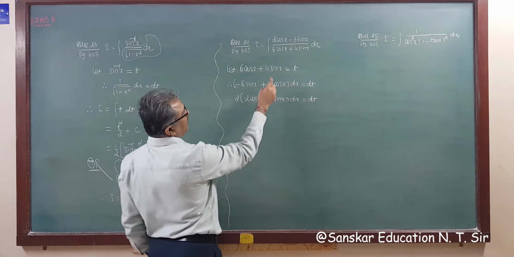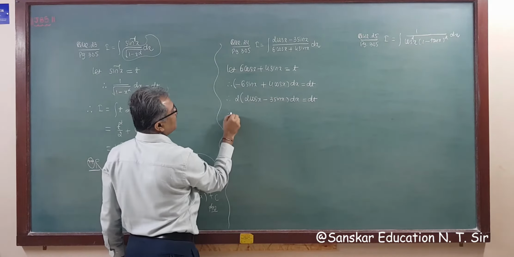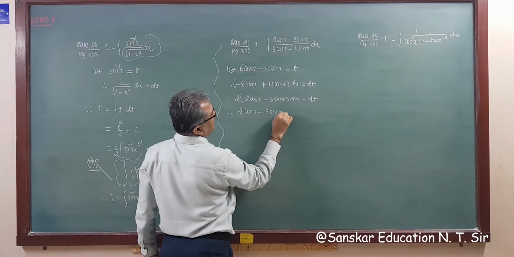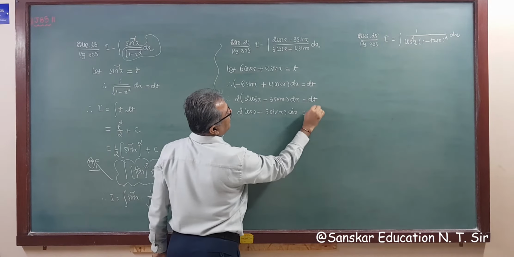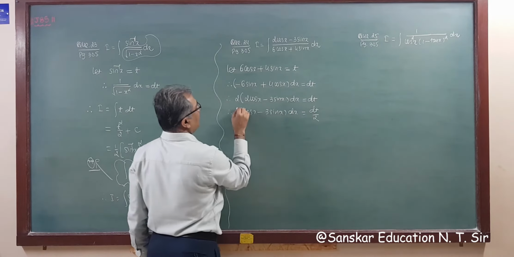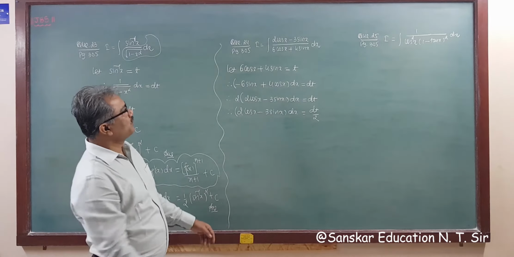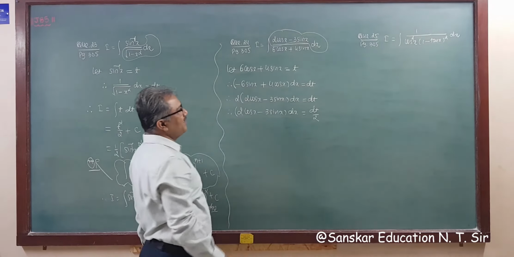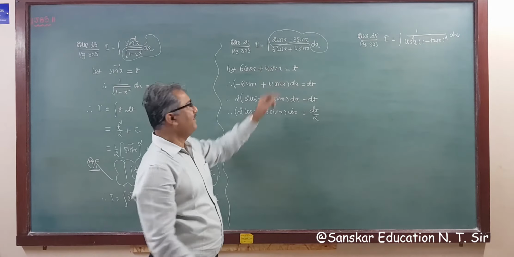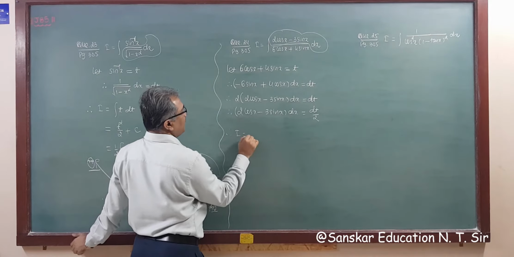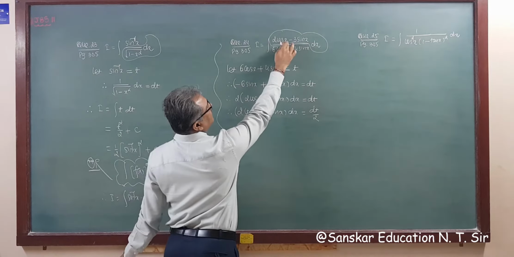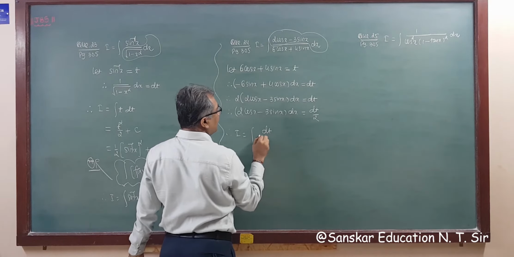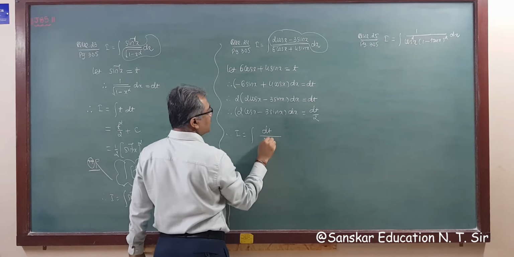So now this 2 cos x minus 3 sin x dx will be dt by 2. So this 2 cos x minus 3 sin x dx is dt by 2, and this is t. So what is your I now? So I will be integration, this dx is dt by 2, so this is dt by 2 and this is t, so this is twice t.